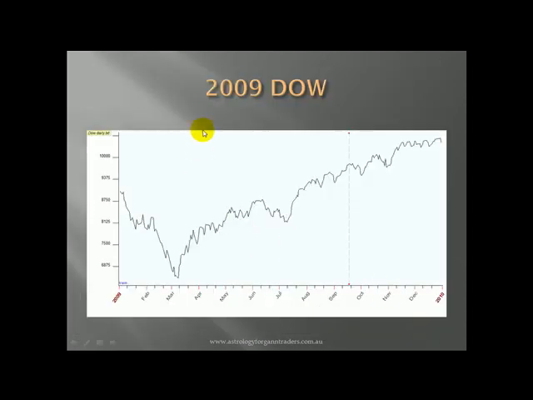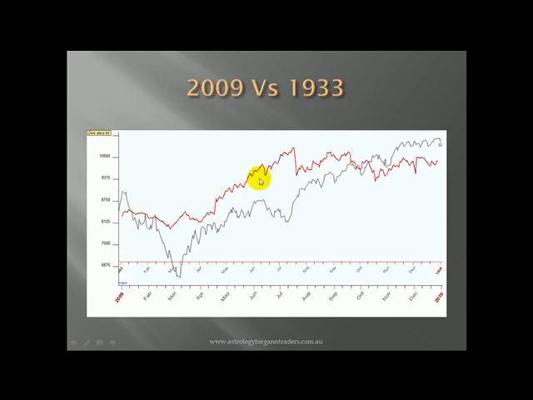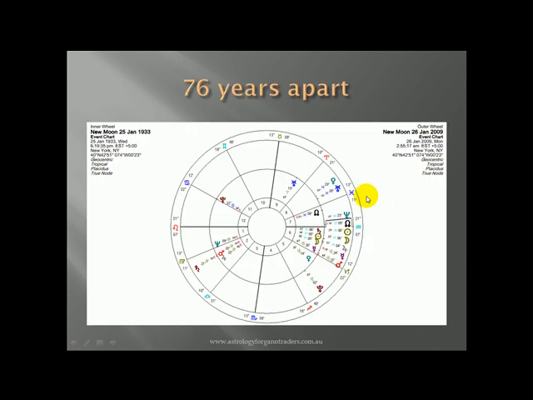Now this was the Dow in 2009 last year, what it looked like. And when I looked at all the Metonic cycles, the 19-year periods, it was actually 1933 that seemed to be the most synchronized with 2009. And when you calculate the difference, it's actually 76 years apart. So you can see them here.